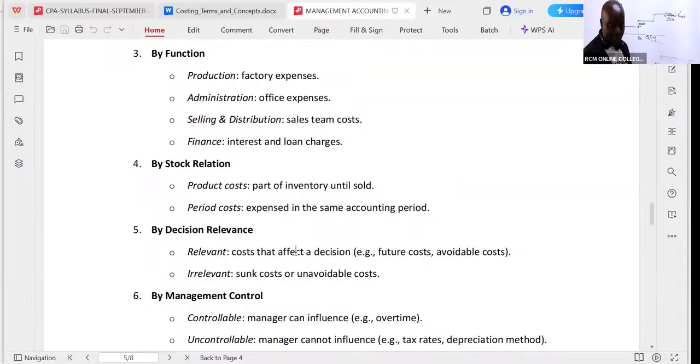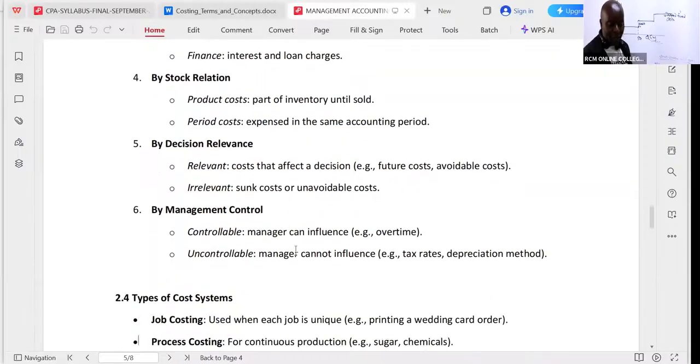And then number 6, we have here by management control. There are those costs, ladies and gentlemen, you as management, you can hold them by the horns. Like how you can hold a bull by its horns and then you say, you bull, you're not going anywhere. So those costs are called controllable. You can control them. So controllable, a manager has influence, e.g. over overtime. As a manager, I can tell you as an employee, today you are not doing overtime. Or if you do overtime, I'll not pay you. You see, I'm in control. That's a bull that I can hold by its horns and sway it the way I wish.